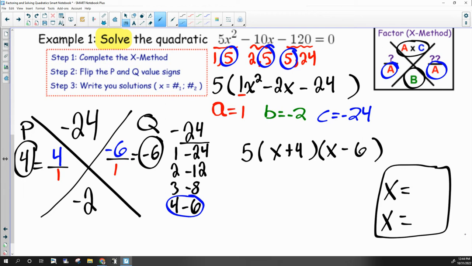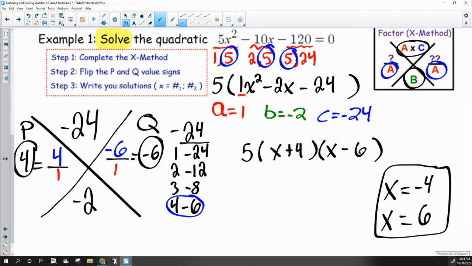+6. And look at that, isn't that just the opposite? It's just the opposite. If p is 4, then one of my solutions is -4. If q is -6, then the opposite is +6.